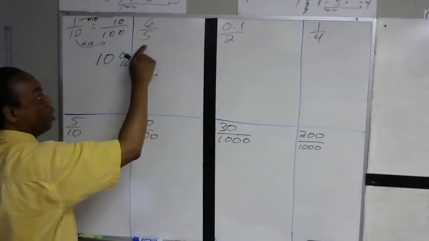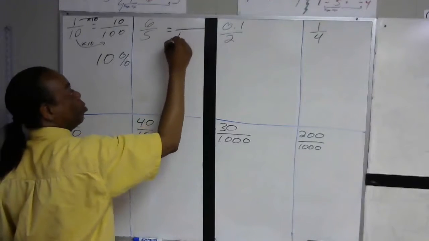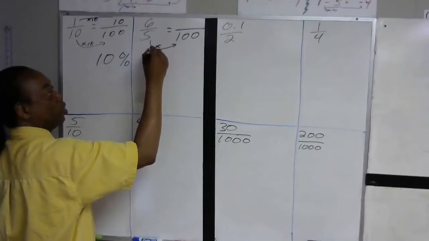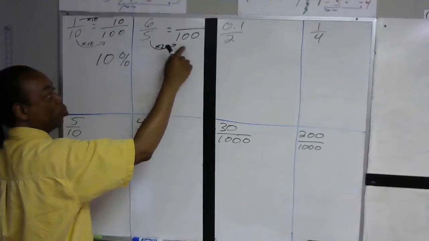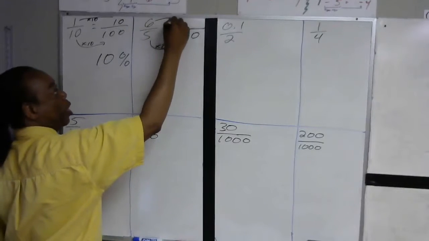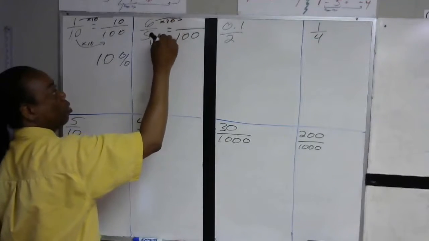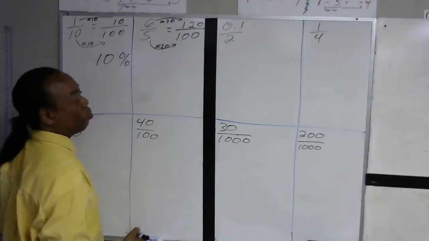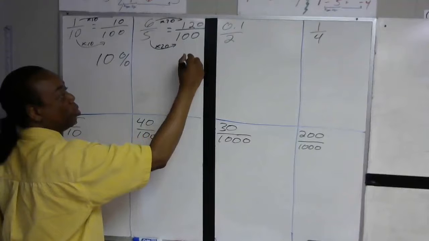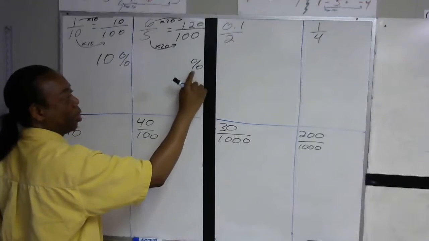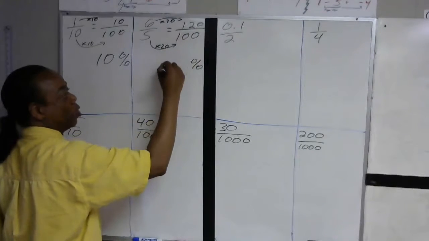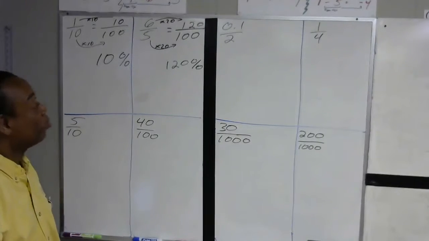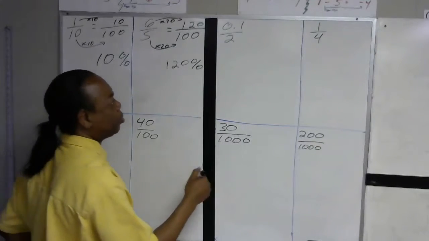Okay, here we have 5. I want the denominator to be 100. So I find the multiplier. So this is times 20. 5 times 20 is 100. So I use the multiplier here, times 20 here. 6 times 20 is 120. The 100 is represented by the percentage, and the number on top is the 120. So 120% is 6/5.